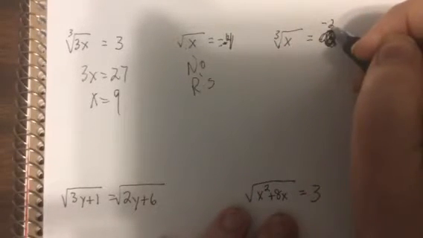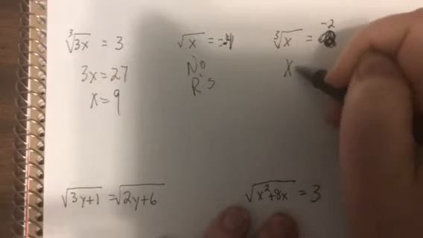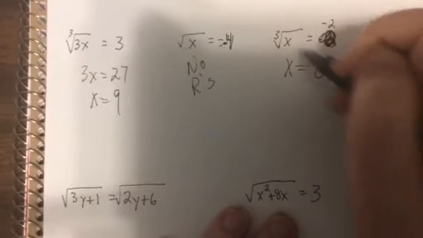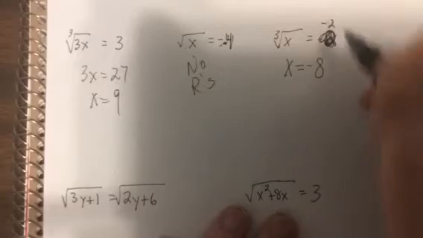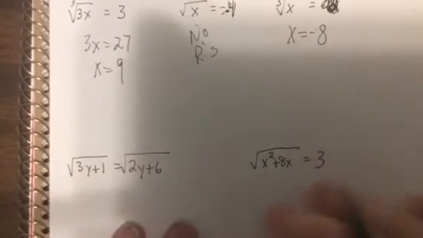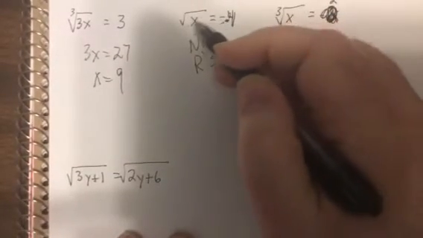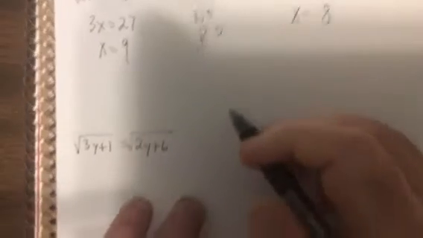Cube root equals a negative is okay. Cube both sides, x equals negative 8. And the cube root of negative 8 is negative 2. So square root of a negative can't do. Now square root of 4, the answer would be 16.